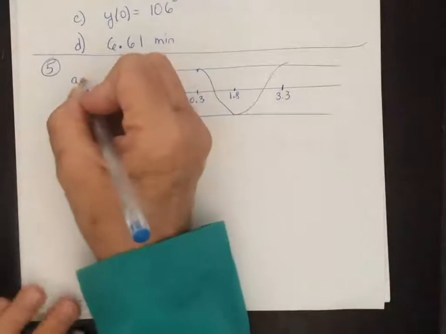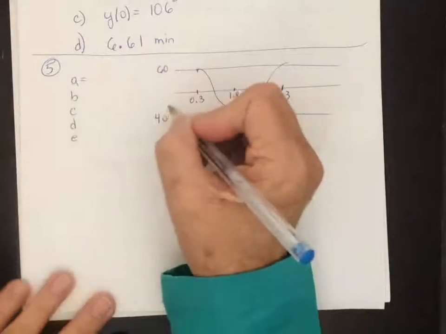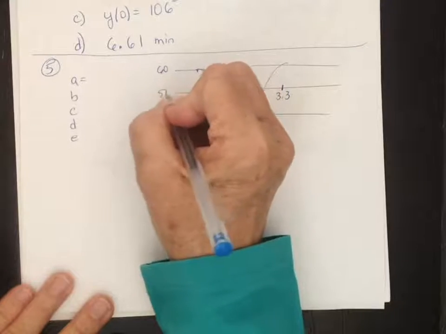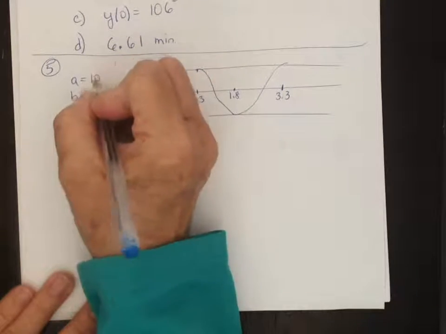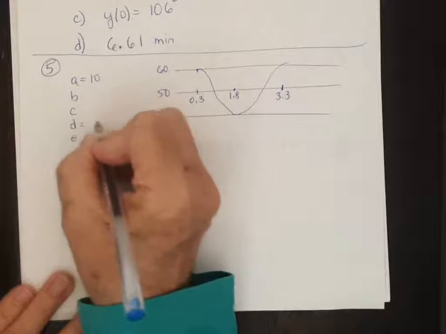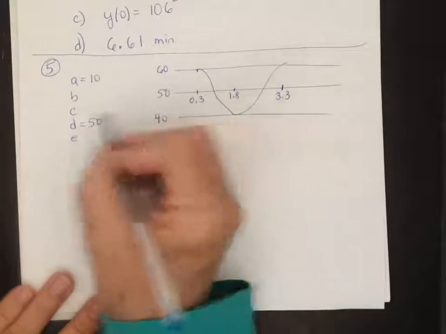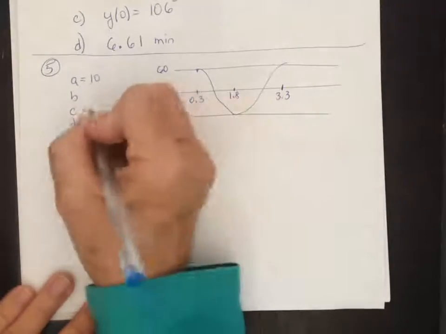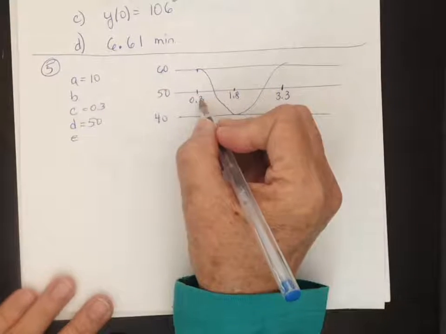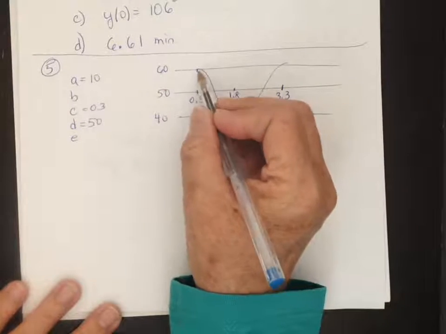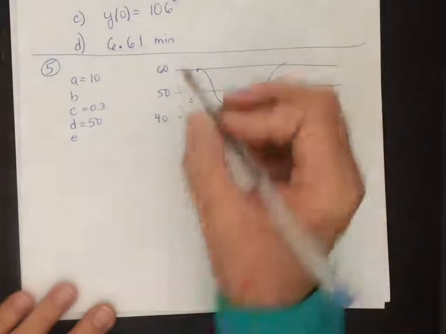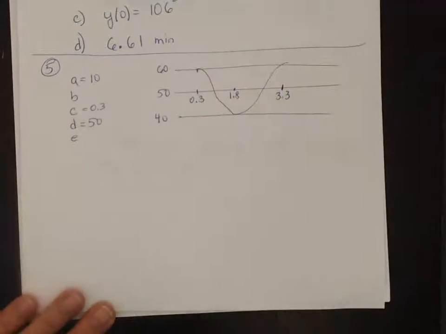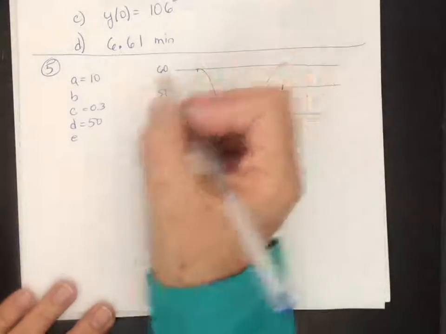variables here. So A is the amplitude. Well, halfway between 60 and 40 is 50. The amplitude is the difference. So that's 10. This is 50. We know our phase shift is 0.3 because, again, we were given the phase shift for when it's at the maximum. So because we were given a time at a maximum, we want to use cosine.